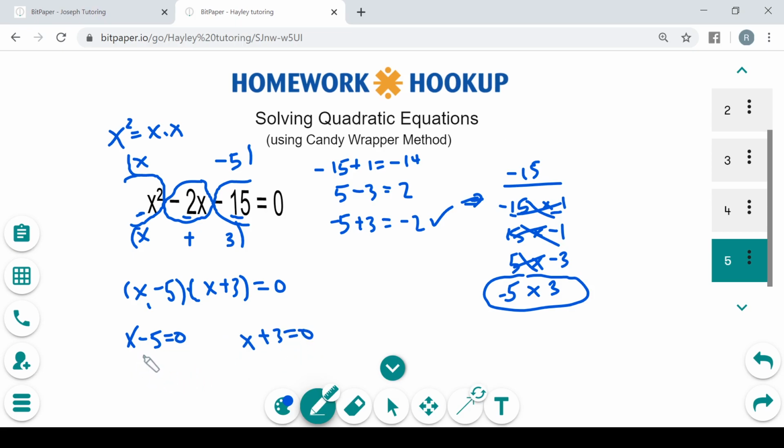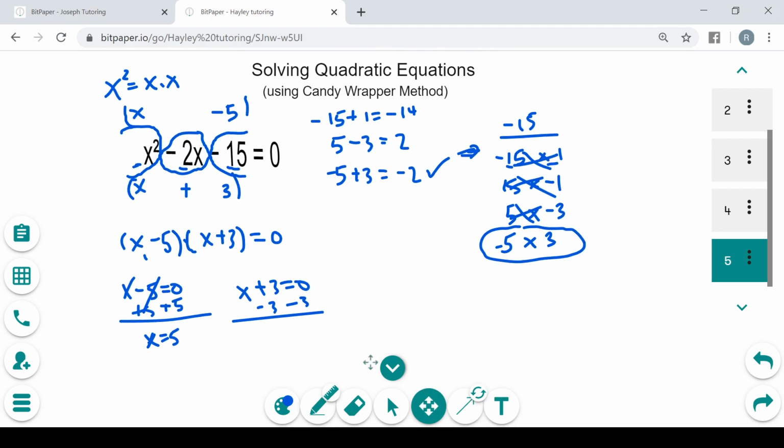For this one, we're going to add 5 on both sides. The 5's cancel, so we get x is equal to 5. And for this one, we're going to subtract 3 on both sides. We get x equals negative 3. So these are our two answers for this particular quadratic equation.